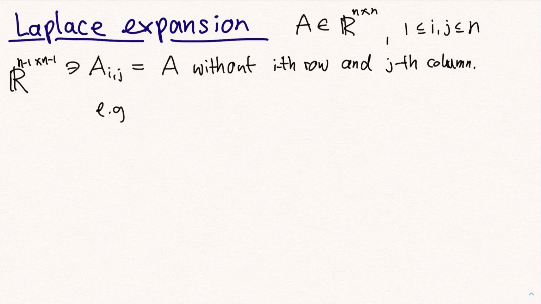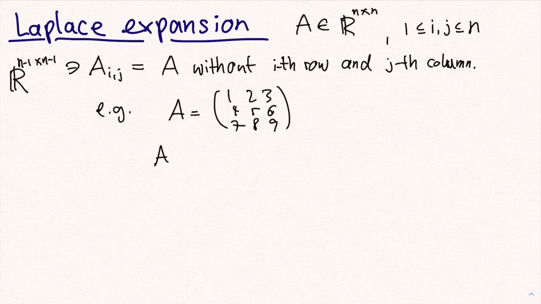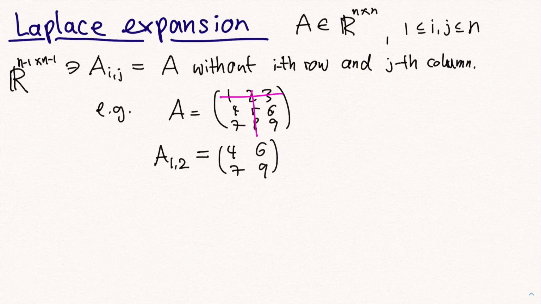So for example, let's say I have the matrix 1, 2, 3, 4, 5, 6, 7, 8, 9. Then A, let's say, 1, 2. So this means I remove the first row and the second column. So this gives now a 2 by 2 matrix, 4, 6, 7, 9. So just the remaining entries here.